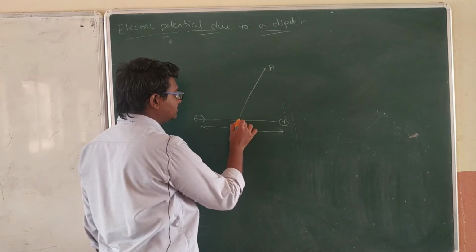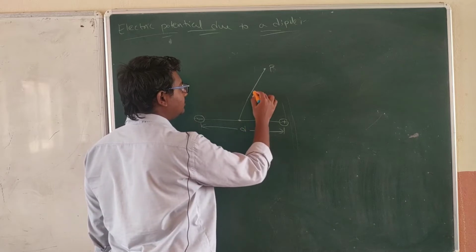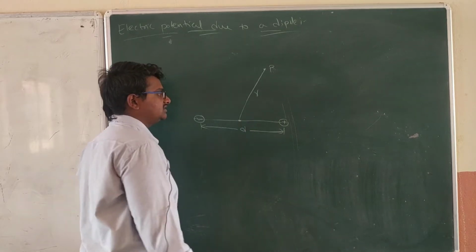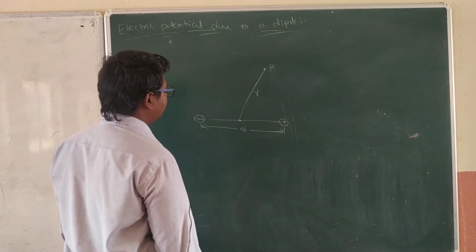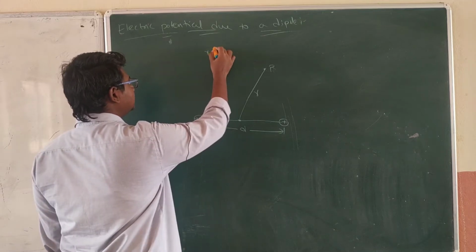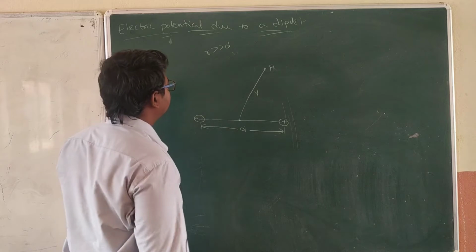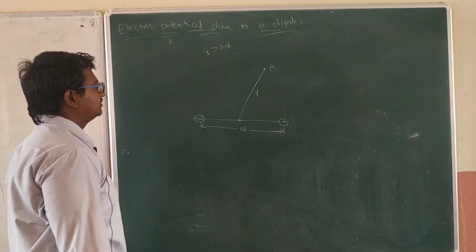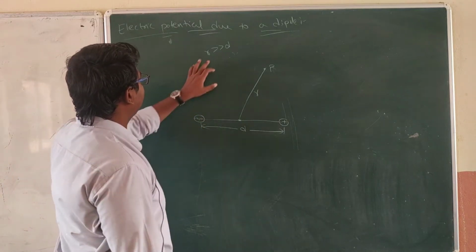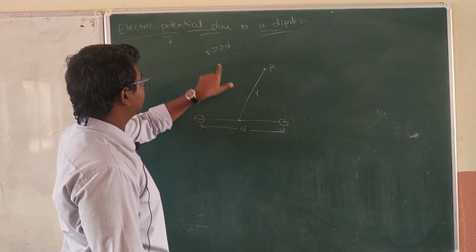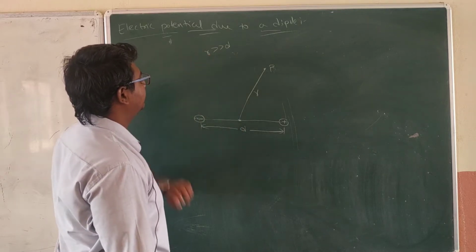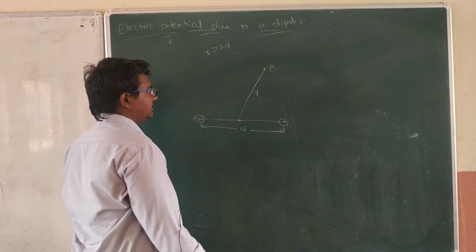From the assumed point to the center of the dipole, I am considering the distance as r, and in this situation I am considering r is very much greater than d. The d value is comparatively negligible when compared to r. Like this we will consider.